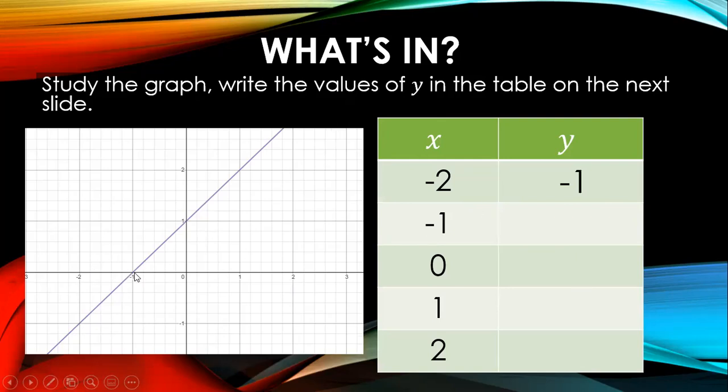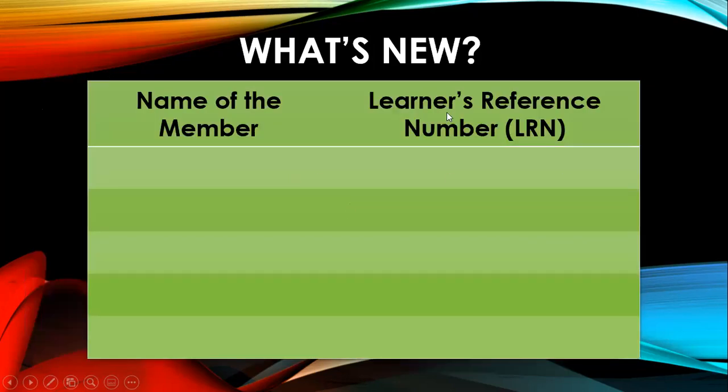Then si -1, okay, ito po yon. So nag-fall siya kay 0. Then si 0, x is equal to 0, ang katapat niya ay 1. And for x equal to 1, tapat niya ay 2. And for x equal to 2, ang katapat niya ay number 3. Okay? So these are the x and y coordinates of the graphs.